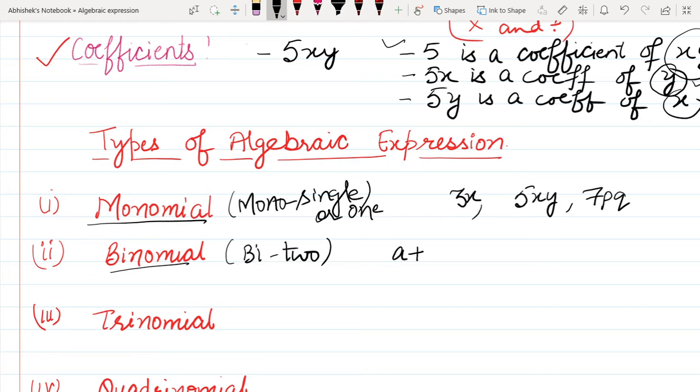Suppose a plus b. As I told you, plus or minus separates the terms. So here we have two terms. Then p square plus 4q. Again we have two terms.